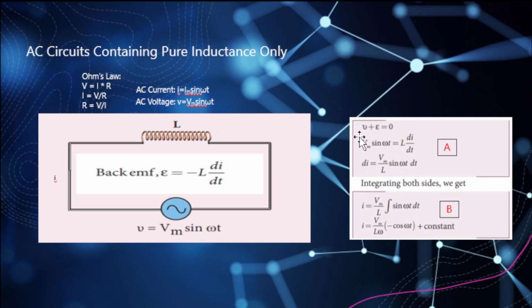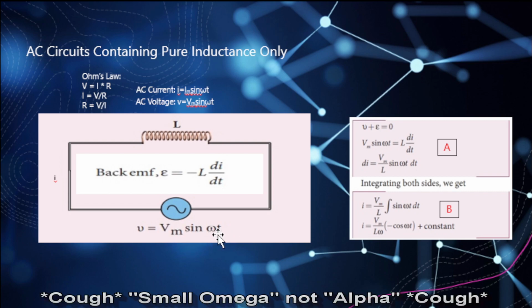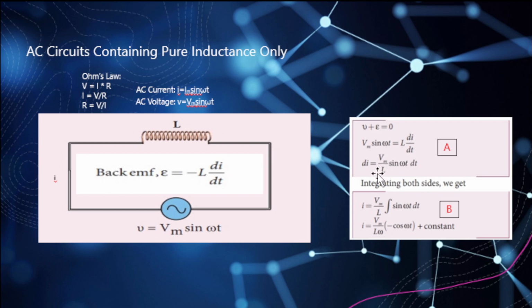Now, if you take notice, V plus E equals 0, so we're saying no ohmic value, right? You essentially are saying V and E are equal to each other. So look at our equation. Here goes our voltage, V sine omega T. You can see how that's been swapped in, and we've moved some things aside to integrate both sides to get our sine and our cosine for the equation.